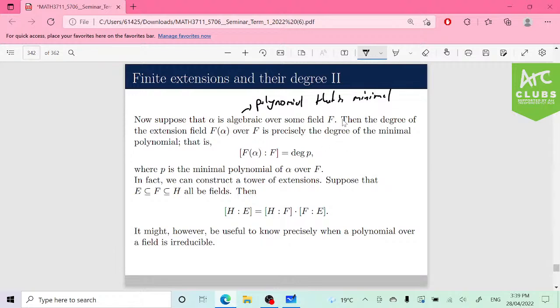Then we can define the degree of the extension field F(alpha) as the degree of the minimal polynomial here. So in the previous example, where alpha was the square root of 3 plus 2 root 2, the degree of the polynomial that we constructed was 2. And so for F(alpha), the degree of the extension is precisely 2.